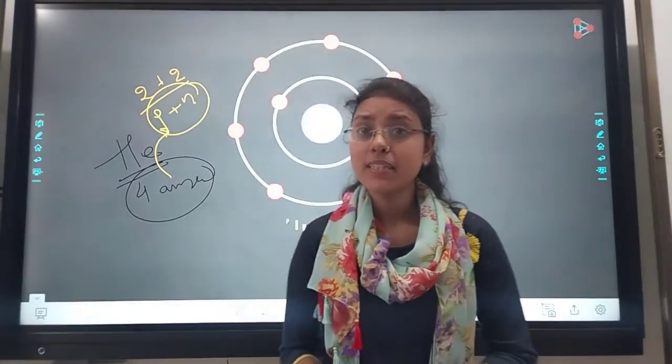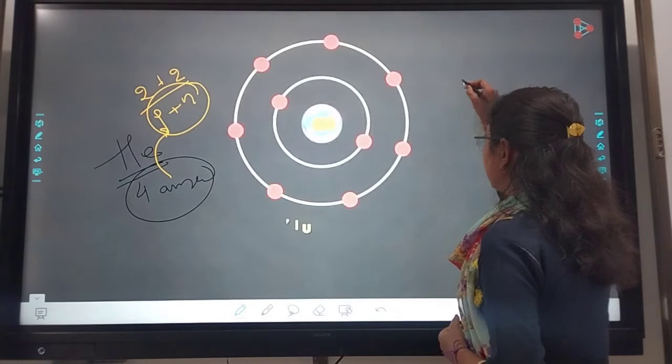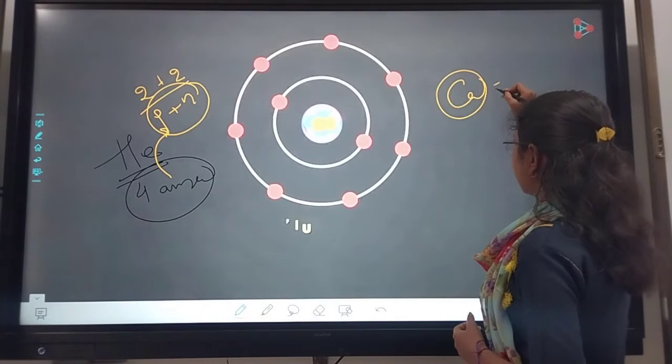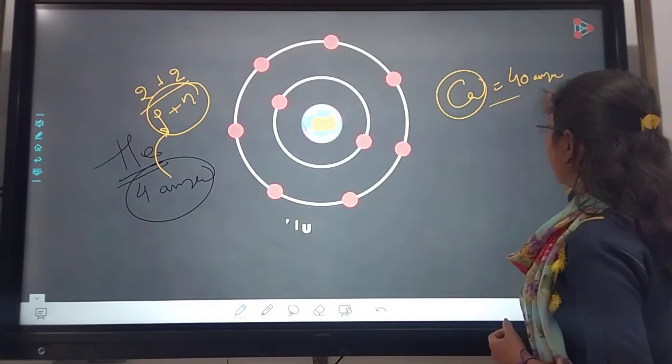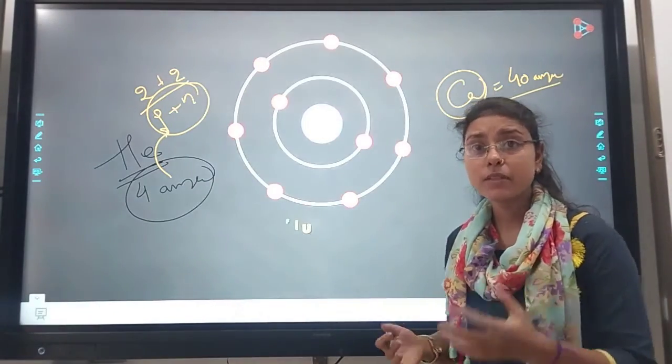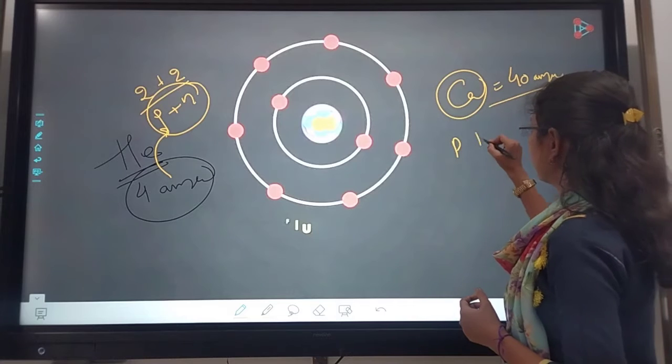Similarly, we can take another example like calcium. In the case of calcium, its atomic mass is 14 AMU, atomic mass unit, and this 14 AMU is nothing but the combination of the number of protons plus the number of neutrons.